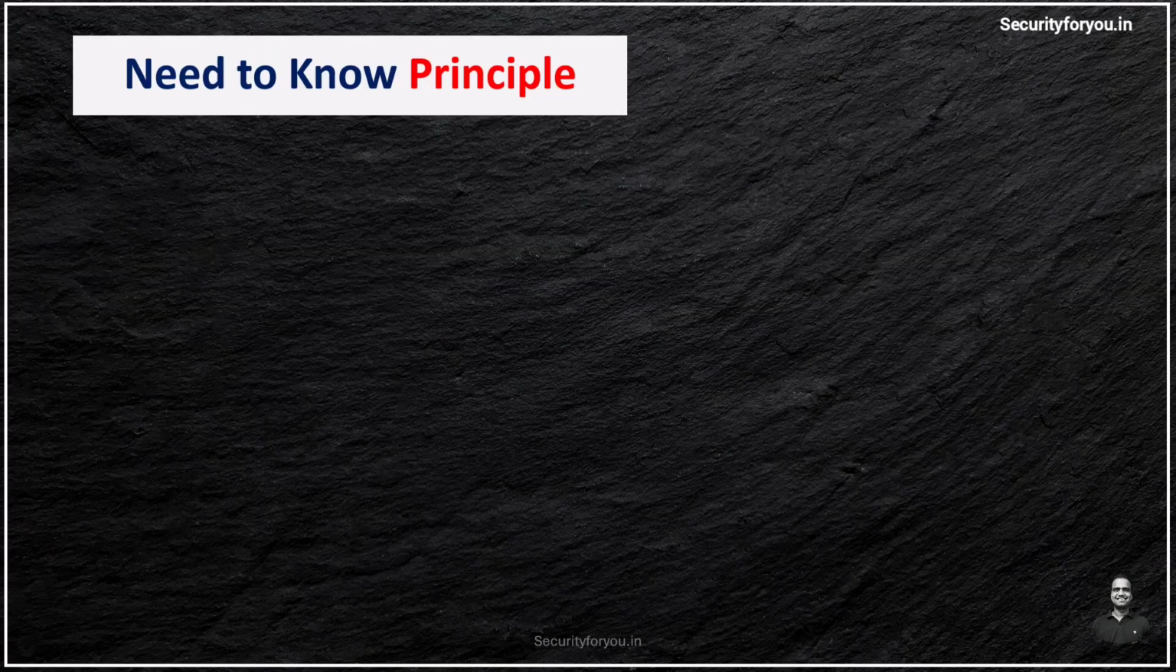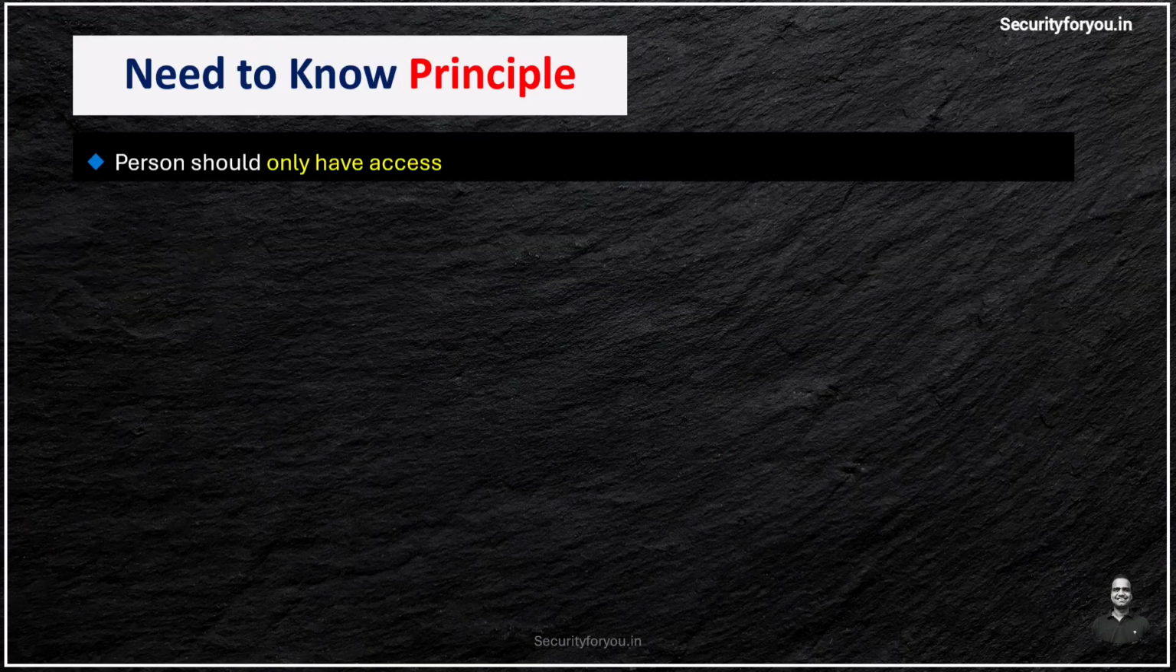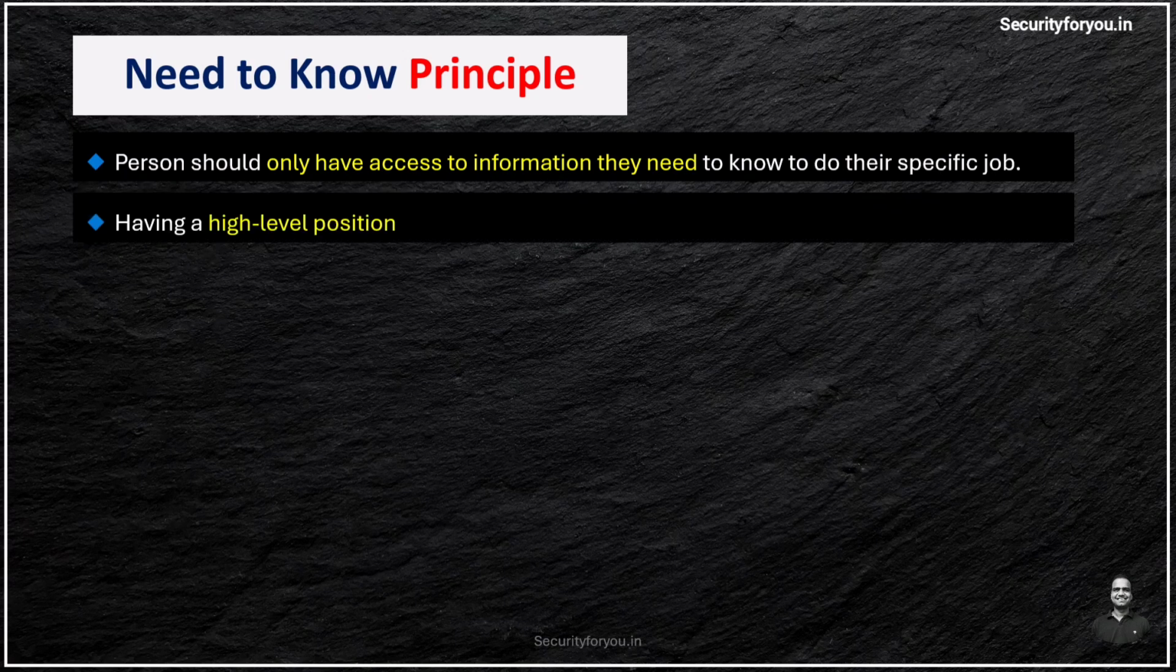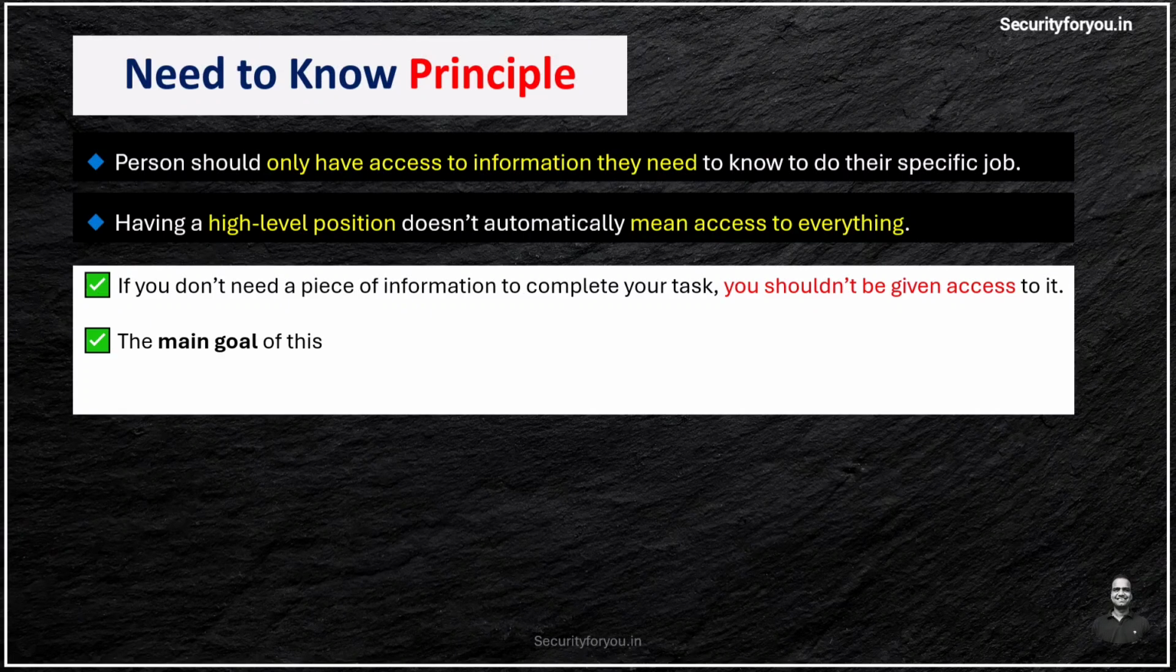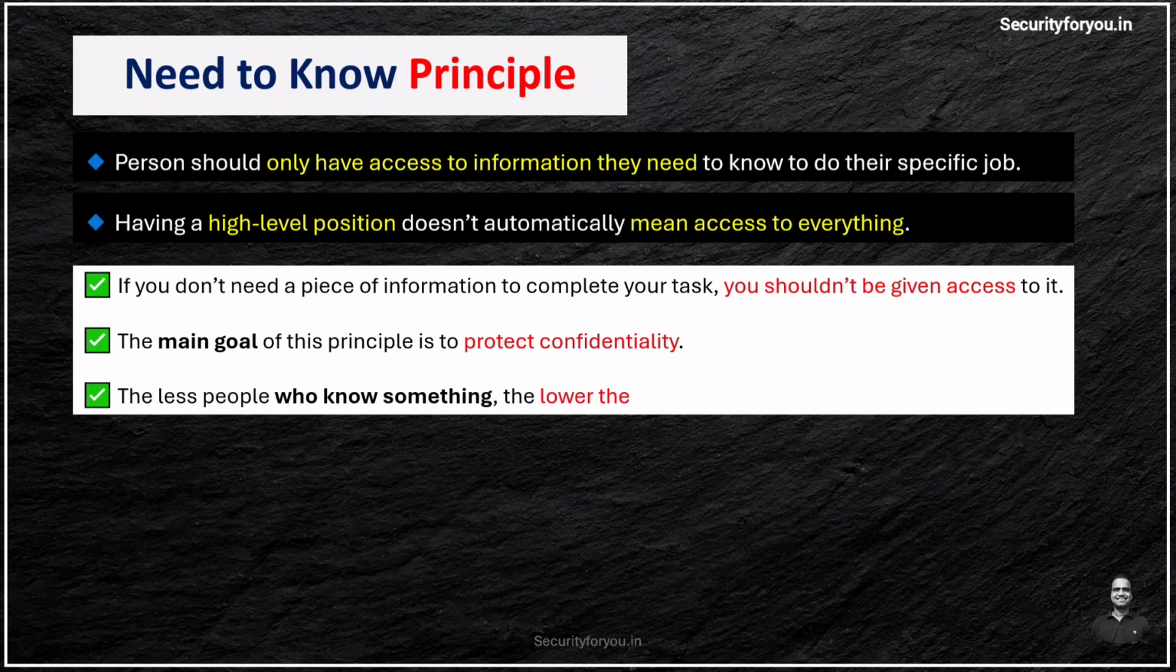The need to know principle means a person should only have access to information they need to know to do their specific job, right? Just having a high level position or security clearance doesn't automatically mean access to everything. So, if you don't need any information to complete your task, you should not be given access to that, right? Even if you are trusted. The main goal of the principle is to protect confidentiality. As it is always said, the less people who know something, the lower the risk of that information leaking, right?